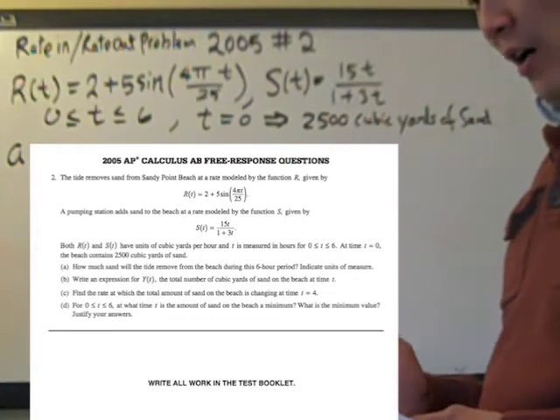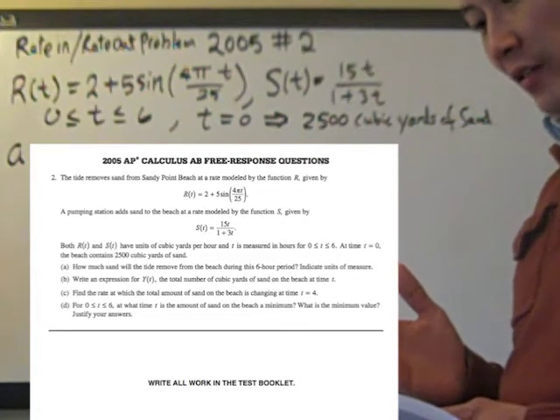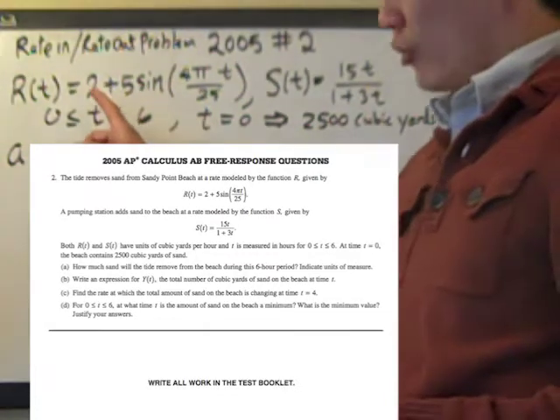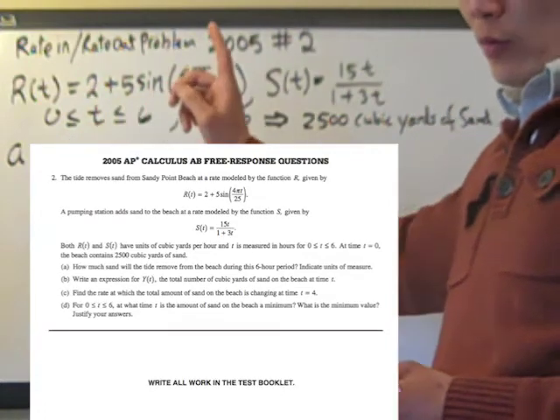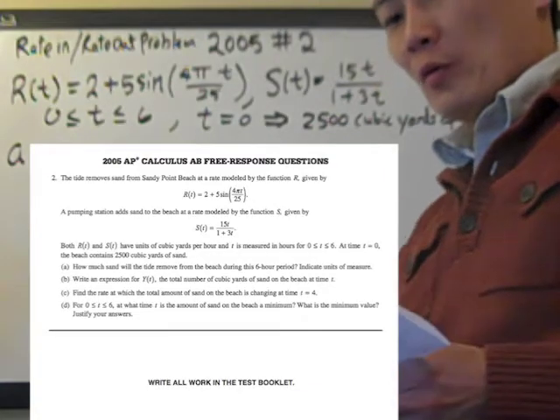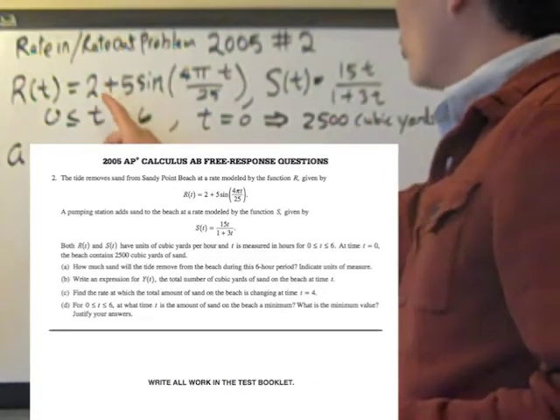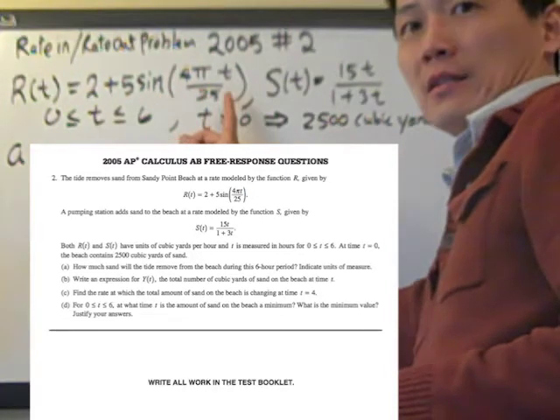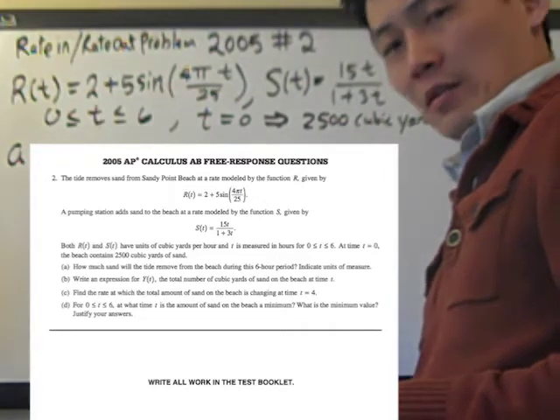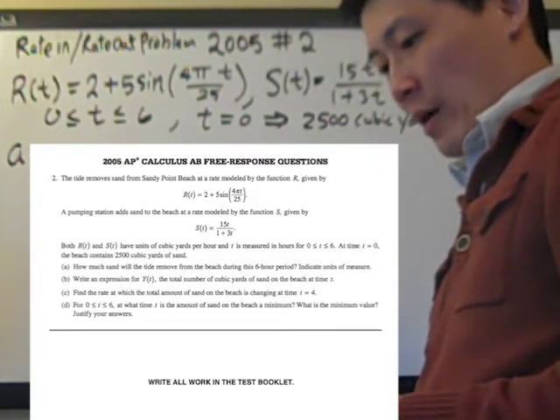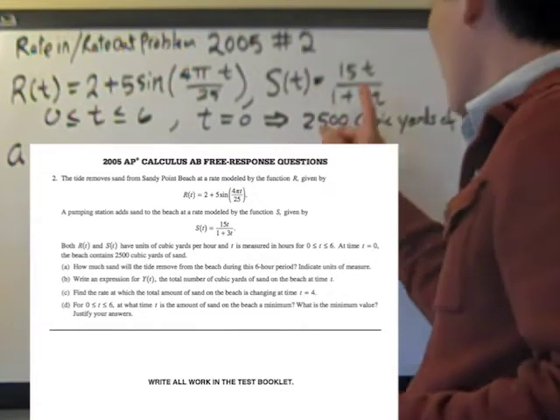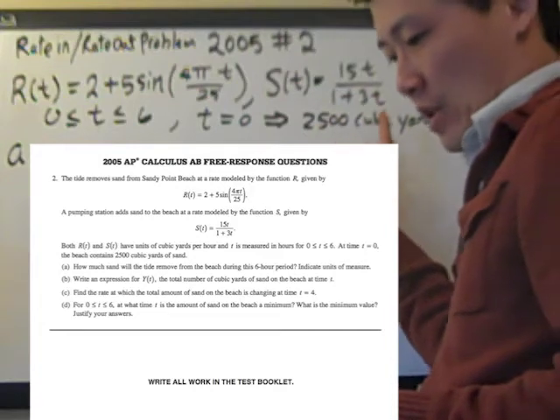Here it says the tide removes sand from Sandy Point Beach at the rate modeled by this function r of t. So this is a rate of sand being removed from the beach, and it's equal to 2 plus 5 sine 4 pi t over 25. Now there's another function that's given to us here. A pumping station adds sand at this rate, s of t, which is 15t over 1 plus 3t.